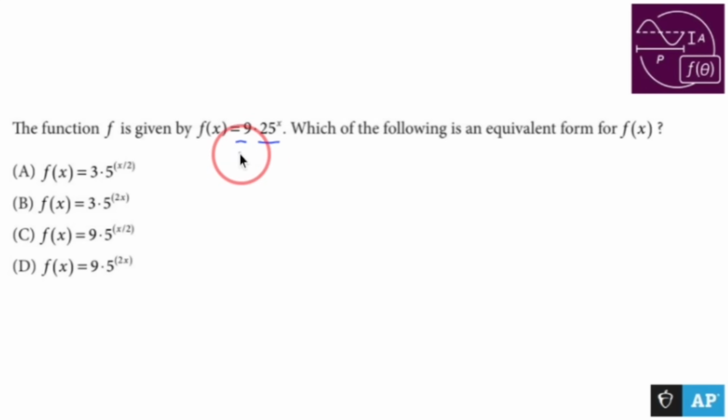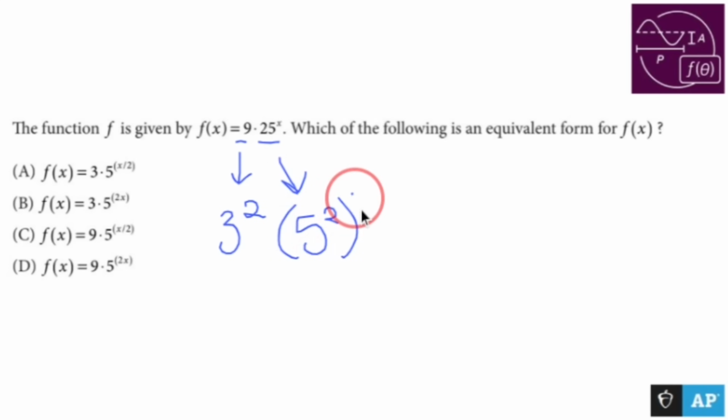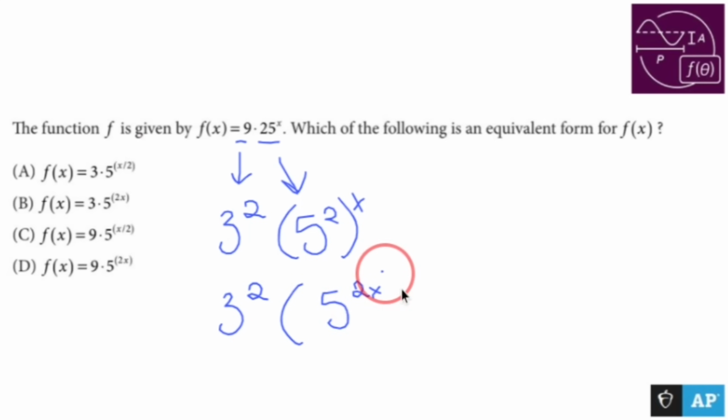So if I wanted to, I could write 9 as 3 squared, which none of these give me that option. I could also write 25 as 5 squared to the x, like so. This simplifies to 3 squared, and when you have an exponent to an exponent, you multiply the exponents. So that's 5 to the 2 times x, which is 2x.